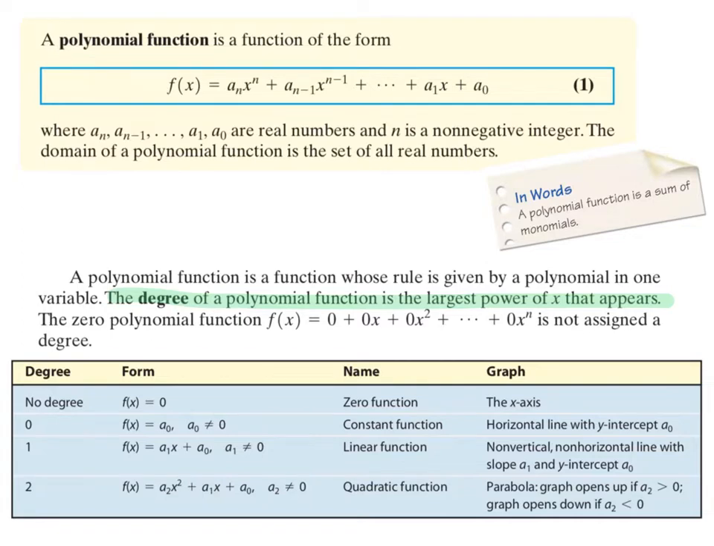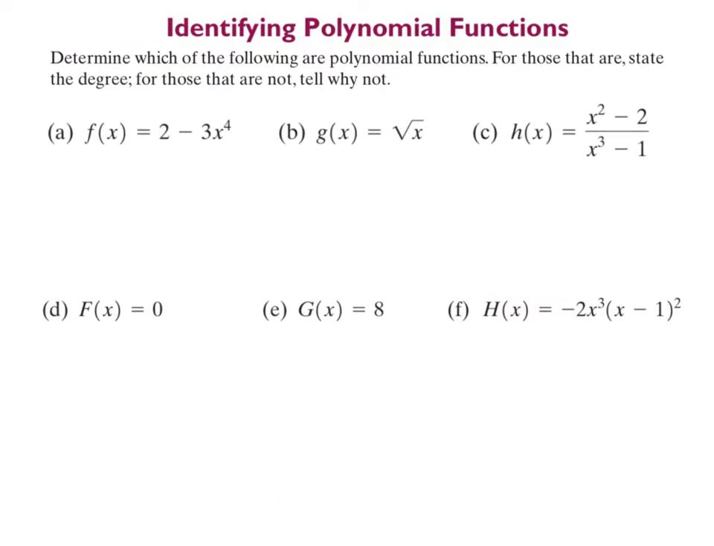So, for example, the zero function, the constant function, where it's just f of x equal to a number, that's not zero. A linear function, y equals mx plus b. A quadratic, a cubic, a quartic, etc. Those are all polynomials. All right, let's just see if we can identify polynomial functions and non-polynomial functions. And for those that are polynomials, let's find the degree.